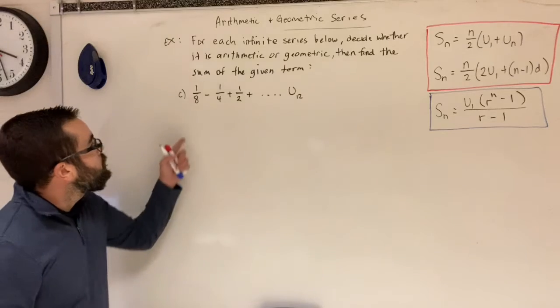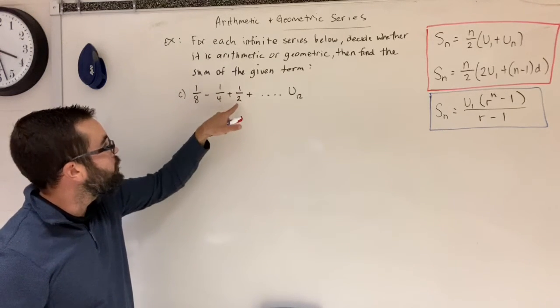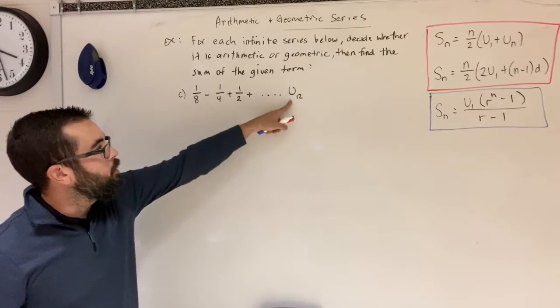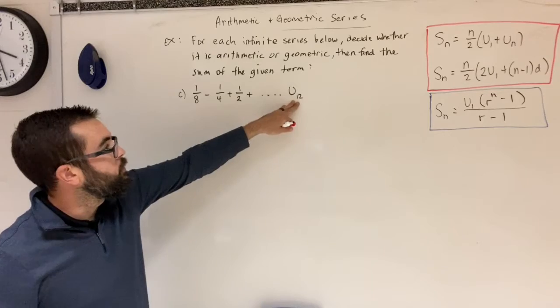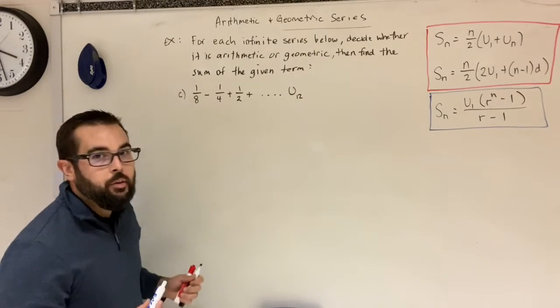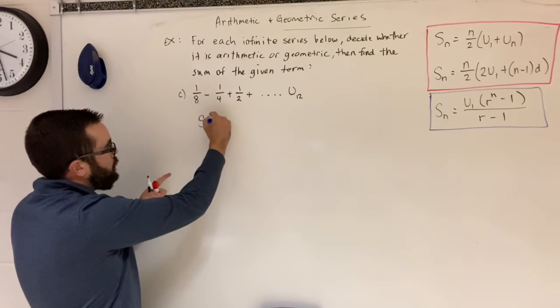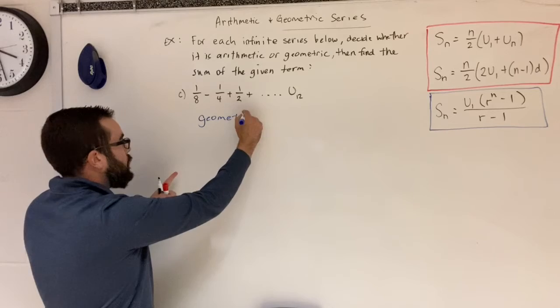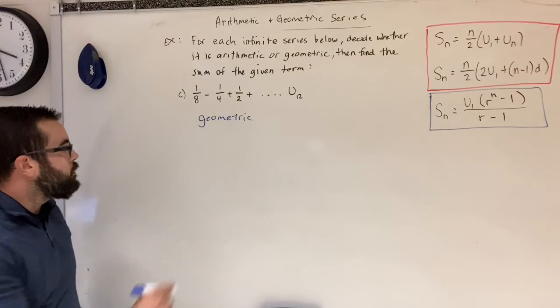Another example. So we have the series 1/8 minus 1/4 plus 1/2 plus dot dot dot, and we need to find the sum up to the 12th term. All right, so again, decide if it's geometric or arithmetic. To me, this is geometric. I look at this and I see a geometric. It doesn't look like we're adding or subtracting anything. So now let's find the ratio.